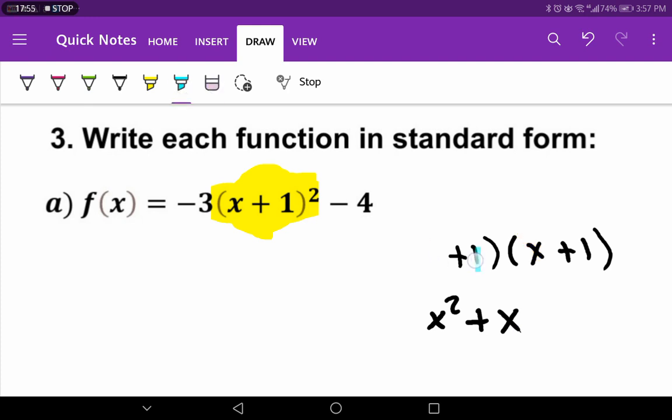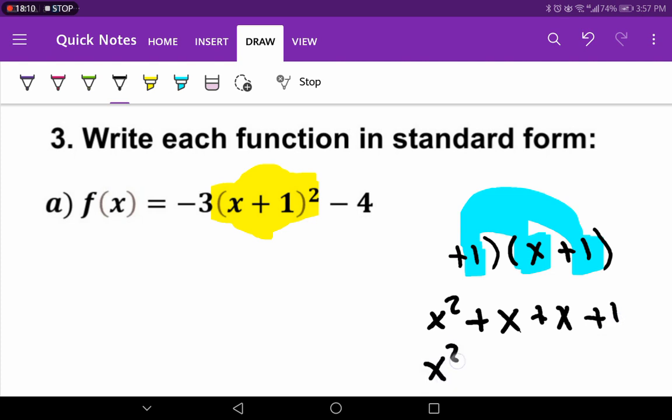Now we move to Nawaf. Nawaf will visit his home. It will be 1x, and he will visit his farm, 1 by 1 equals 1, so plus 1. Now x squared plus 2x plus 1. How do we get this? We combine the like terms. x plus x equals 2x.